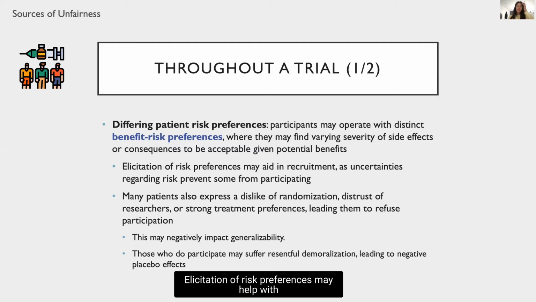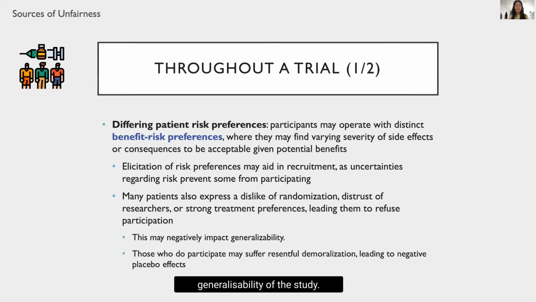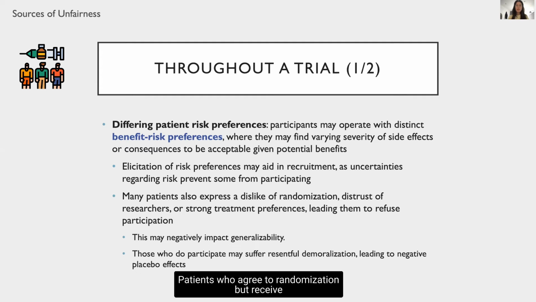Elicitation of risk preferences may help with patient recruitment, as uncertainties regarding risk prevent patients from participating in clinical trials. Many patients also express a strong dislike of randomization, a distrust of researchers, or strong treatment preferences, causing them to refuse participation, which would then negatively impact the generalizability of a study. Patients who agree to randomization but receive a non-preferred treatment might suffer something called resentful demoralization, resulting in poor treatment compliance or dropout, or even a negative placebo effect that compromises study outcomes.